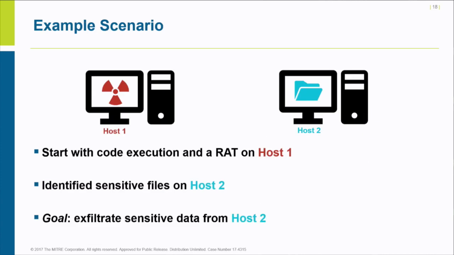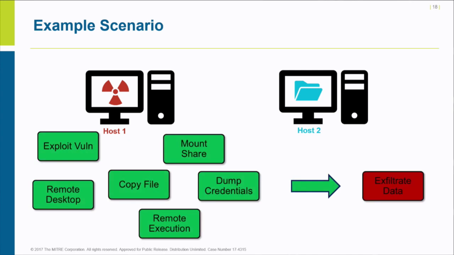So to motivate some of the things I'm going to talk about, I'm going to take a very, very toy, simple example. Let's say you've got host 1 and host 2. I've got a RAT running on host 1. I've identified that there are some sensitive files on host 2, and I want to exfiltrate them. So I might have this bag of TTPs: exploiting a vulnerability, mounting a file share, copying a file, remote desktop. The question is, how do I arrange these different TTPs into my goal? How do I chain them together to exfiltrate data?